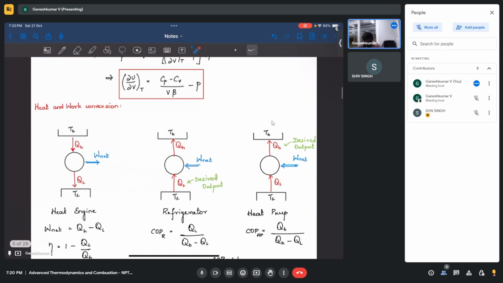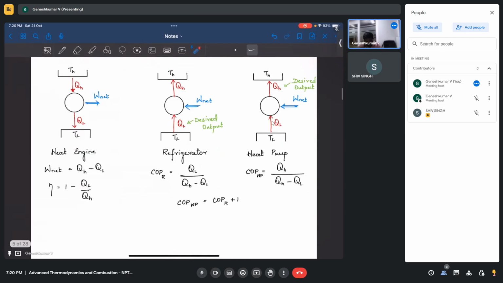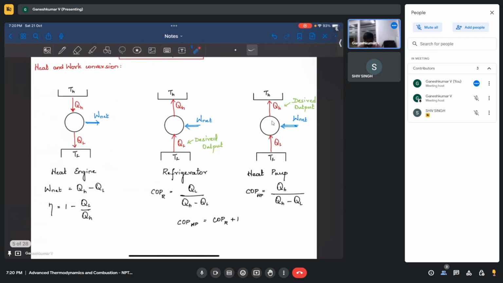And then the important thing: we revised heat engines, heat pumps and refrigerators. A heat engine takes heat from a hot reservoir and rejects heat to a cold reservoir, and during this process it produces work. That is what a heat engine is.